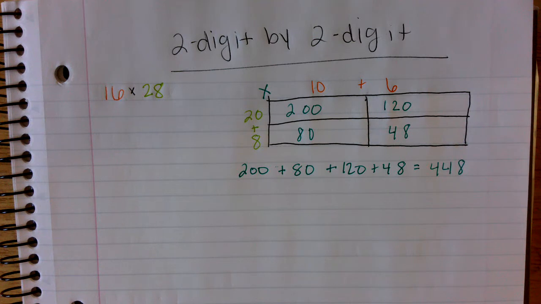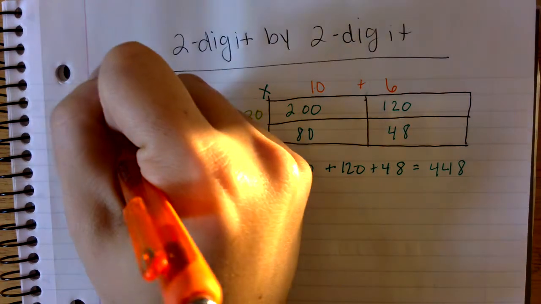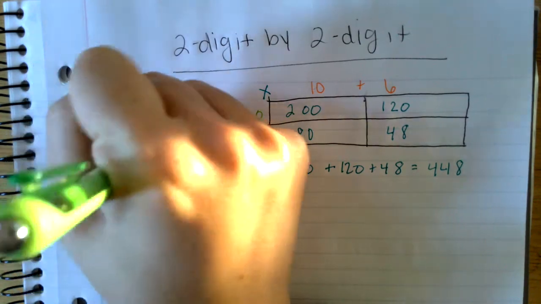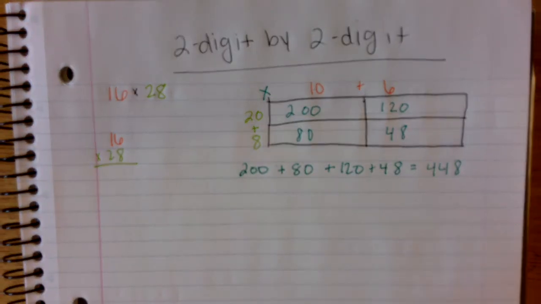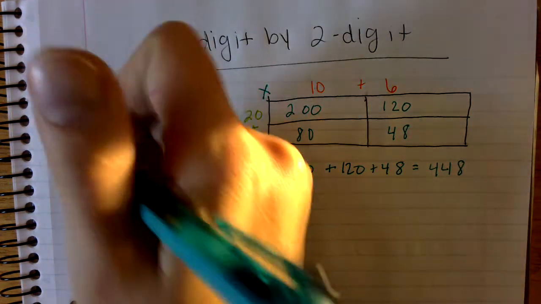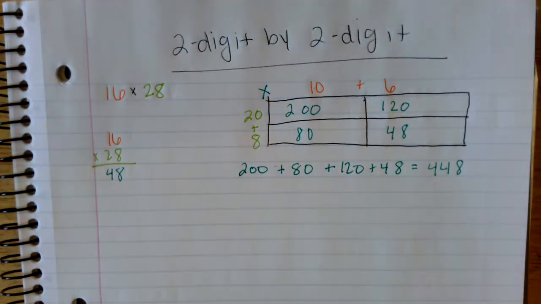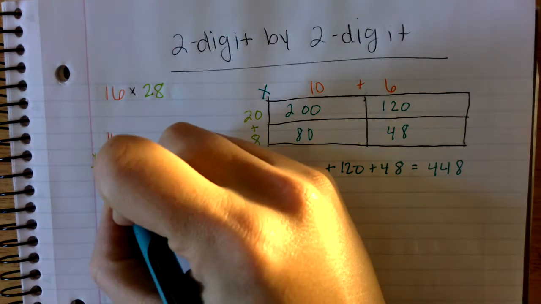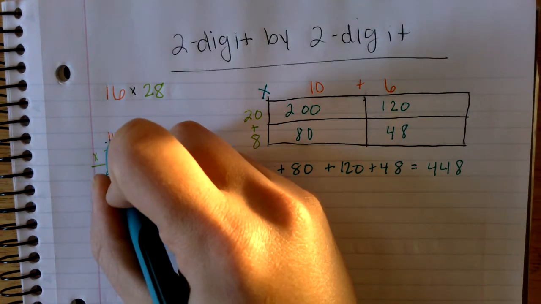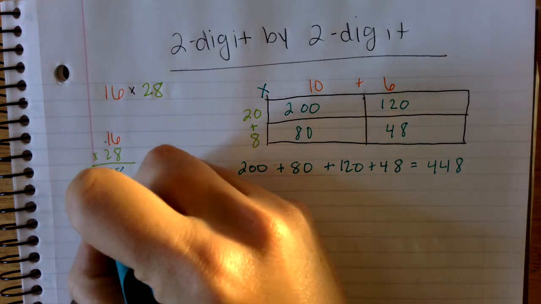Right? So now we need to do it with the partial products. So when you have 16 times 28 with the partial products, this time I'm going to do 8 times 6 is 48. So I'm going to keep my place values there. And then 8 times 10, sorry, 8 times 10 is 80.